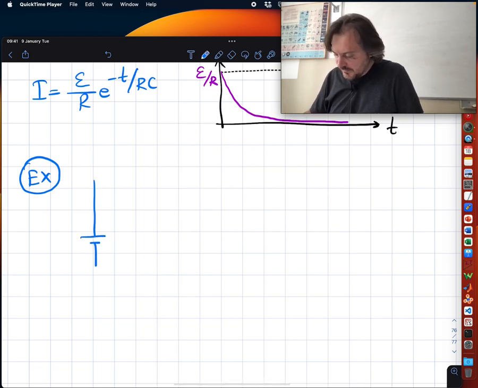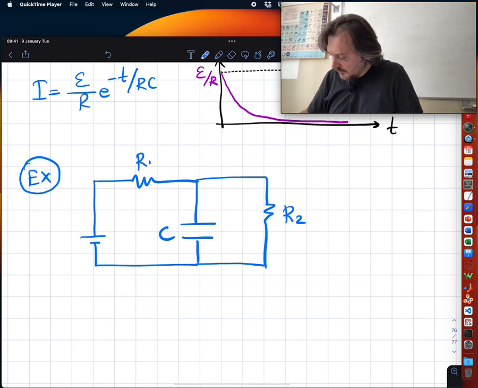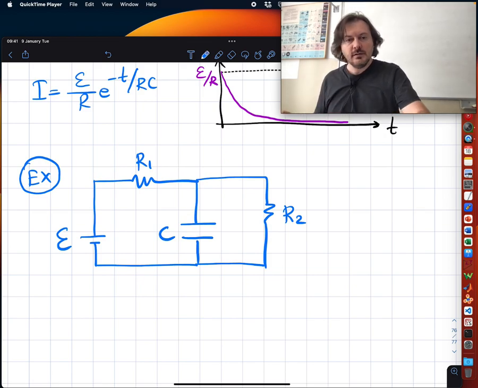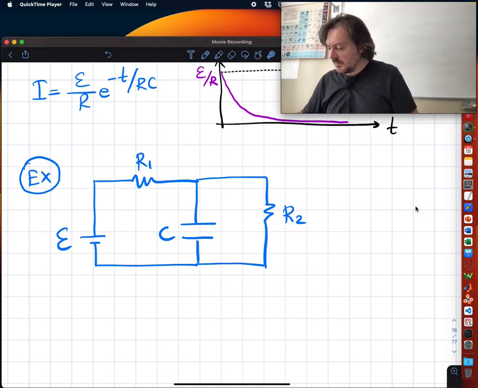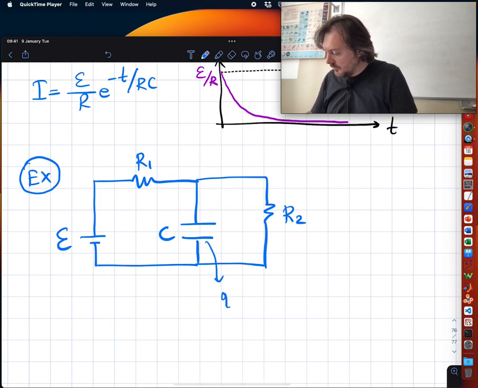So I have this system, R1, C, all right. The question is, at the beginning, there is no charge here. There is no charge here. And at t equals 0, I started like this with no charge here. Q at t equals 0 is 0.